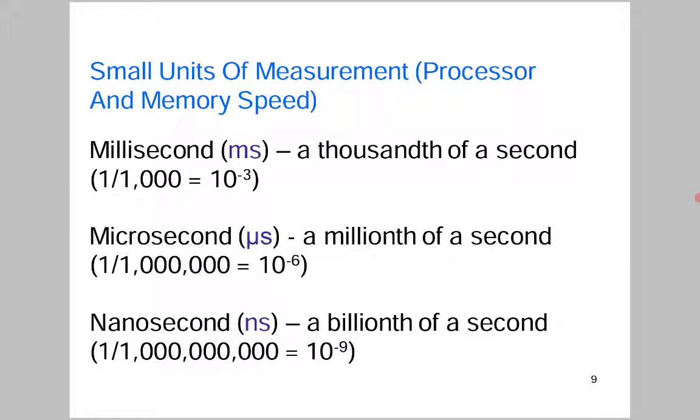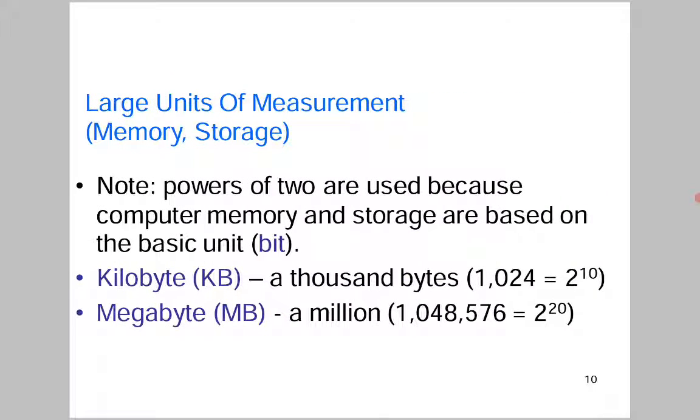So, small units of measurement: processor and memory speed. Generally the speed of a processor is measured in milliseconds, microseconds and nanoseconds. Millisecond means a thousandth of a second, a microsecond means a millionth of a second, and a nanosecond means a billionth of a second. These are the units measured in processor and memory speeds.